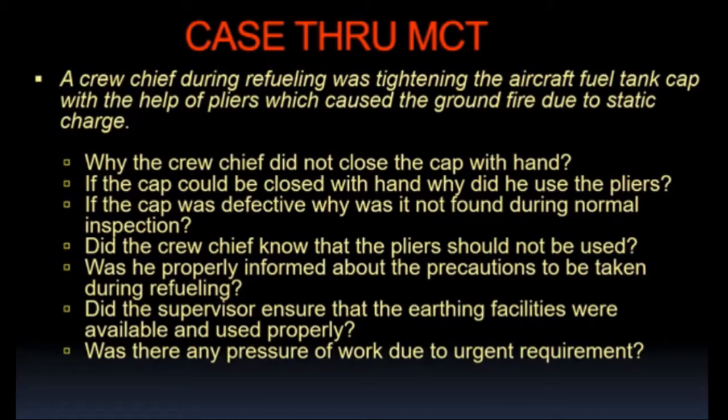With the same case, for MCT, we will find out why the crew chief did not close the cap with hand. If the cap could be closed with hand, why did he use the pliers? If the cap was defective, why was it not found during normal inspection? Did the crew chief know that the pliers should not be used? Was he properly informed about the precautions to be taken during refueling? Did the supervisor ensure that the earthing facilities were available and used properly? Was there any pressure of work due to urgent requirement?